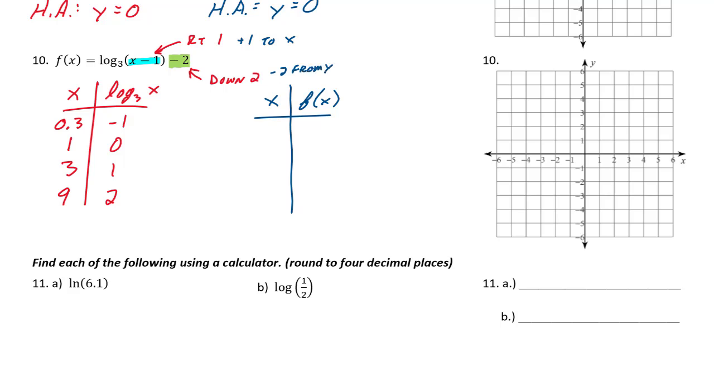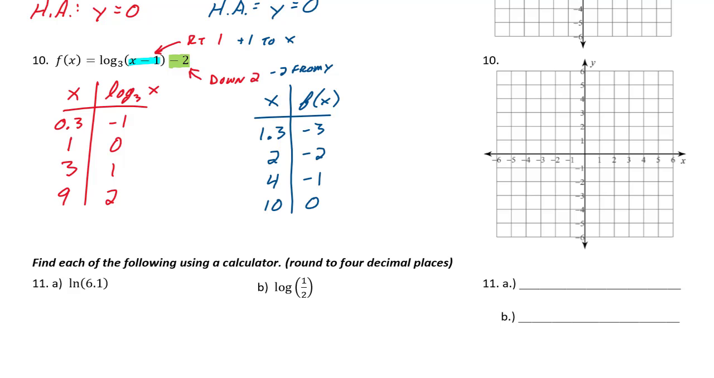If I break this down into those 2 steps, I'm going to increase each x value by 1. So 0.3 would turn into 1.3, 1 would turn into 2, 3 would turn into 4, and 9 would turn into 10. It looks like that last one is still going to be too far off grid, even after this shift. And then down 2 means decrease each y by 2. So negative 1 take away 2 would be negative 3. 0 take away 2 is negative 2. 1 take away 2 is negative 1. And 2 take away 2, not that it's going to fit, is 0.